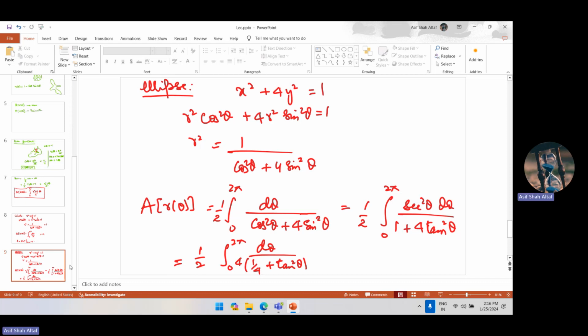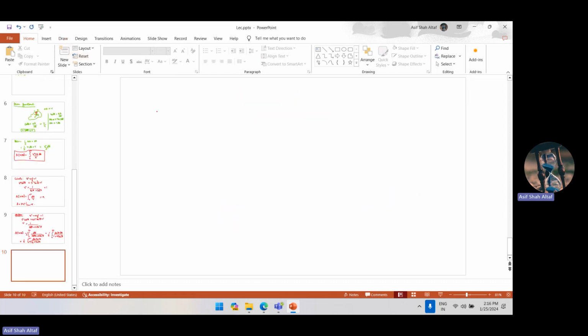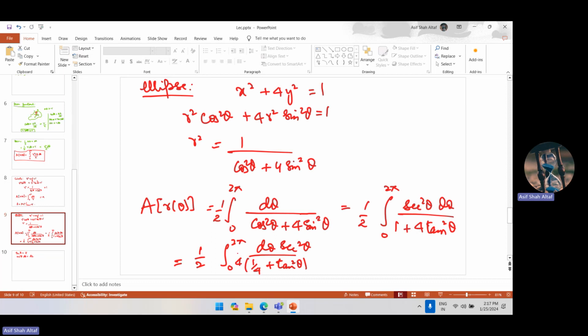And then what we will do is, and we have here secant square theta. Now, what we can do is substitute for tan theta. If I use tan theta equal to z, I will get secant square theta d theta equal to dz. Okay, and then if you check for the limits, it's 0 to 2 pi, but there are discontinuities at pi by 2 and 3 pi by 2, so you will basically have to split it.